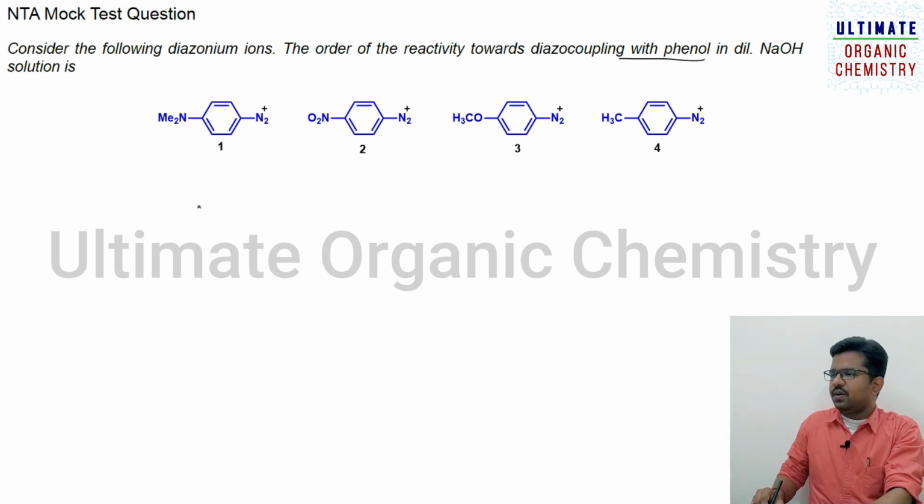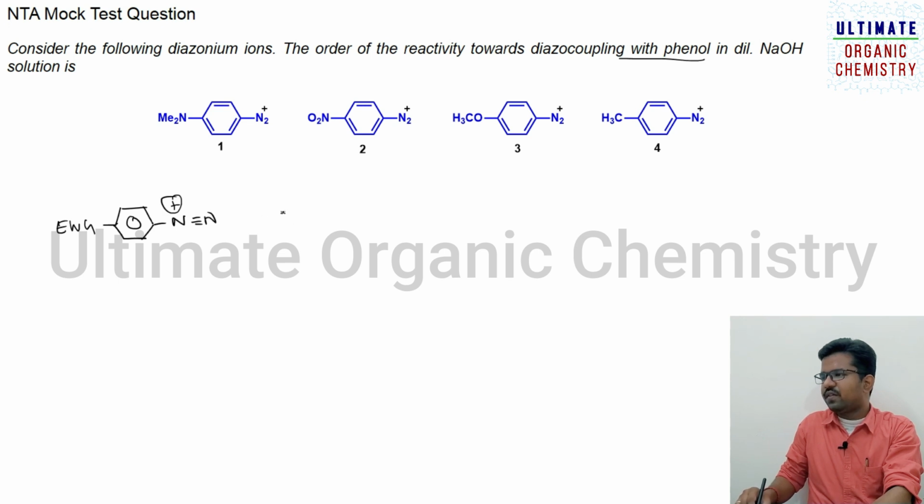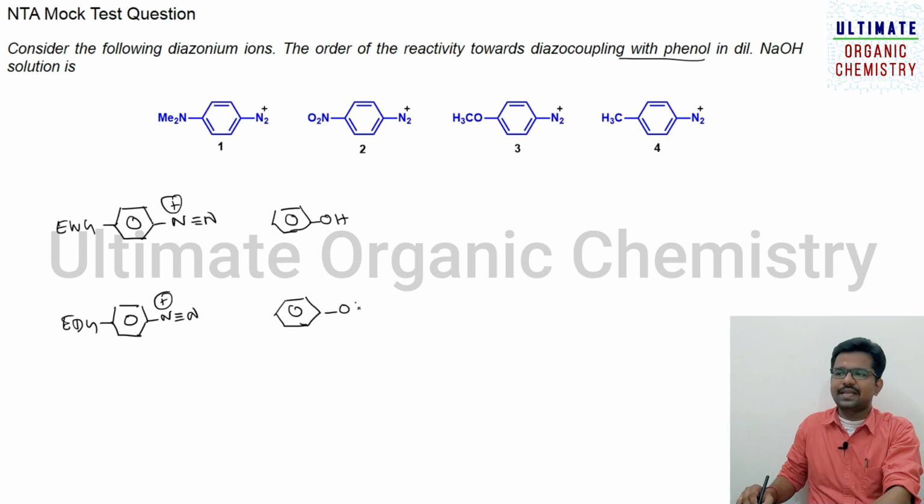Before explaining this, I would like to give the basic idea. When this diazonium salt is connected to an electron withdrawing group and reacts with phenol, what will happen? This is the first case. Then we have the second case, when benzene diazonium chloride is reacting with an electron donating group containing system, and this system is reacting with phenol, what will happen? This is the second case.